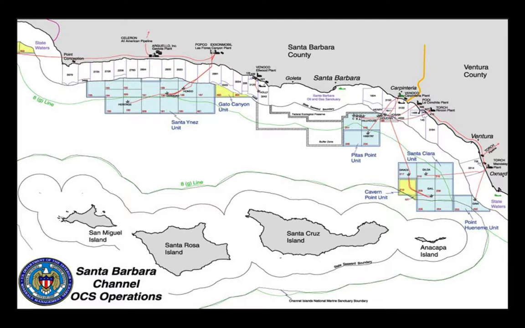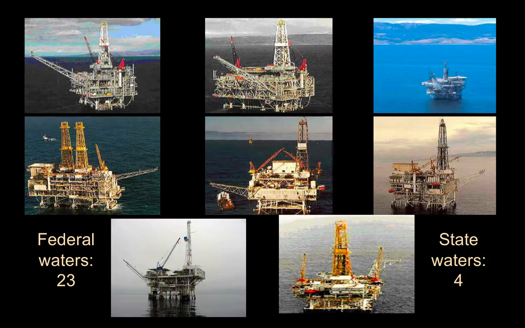So all the 200 miles offshore is so-called U.S. territorial waters. But the first 3 nautical miles, those are state waters. And so some of these leases are in state waters. We control that as the state of California. Others are in federal waters. That's controlled by the federal executive branch. Right now we have 23 offshore oil platforms that are in federal waters, and 4 that are in state. One of these is in the process of being shut down. It's not actively drilling right now, but those are the platforms that exist.